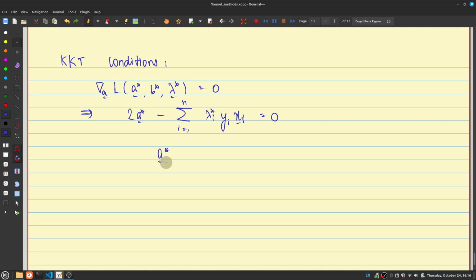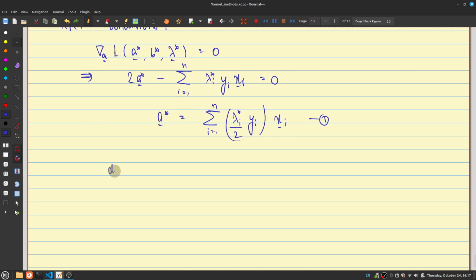So the optimizing A star can be written as the summation i equal to 1 to n of (lambda_i star by 2) times y_i times x_i. Right? So the optimal A star is in fact just a linear combination of the points in the training set. So let's keep this aside for now. We'll come back to this later.